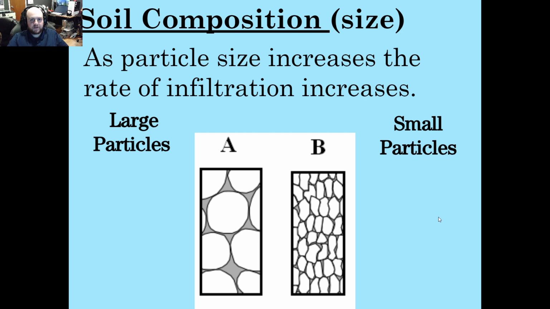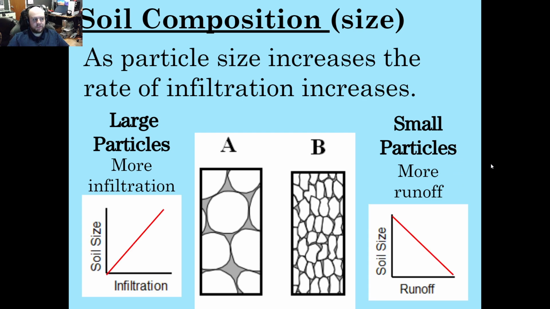The second factor that's going to affect infiltration is the composition of the soil, the size of the soil. So as the particle size increases, so does the rate of infiltration. Large particles, small particles, more infiltration with large particles, more runoff with small particles. Remember, these are opposites. When I say more infiltration, that automatically means less runoff. When I say more runoff, that automatically means less infiltration.